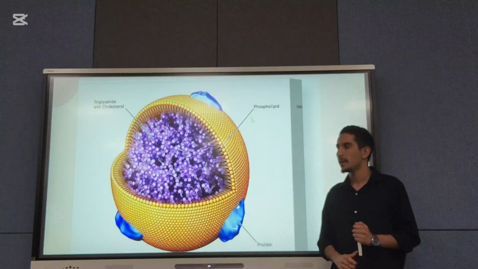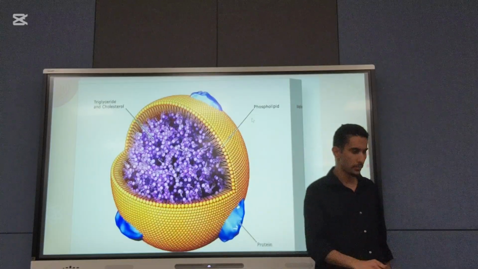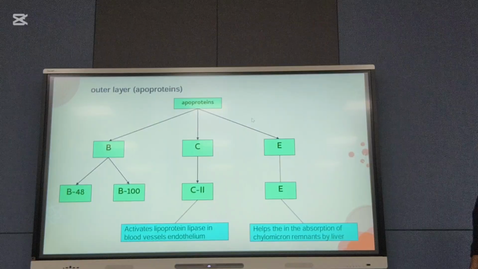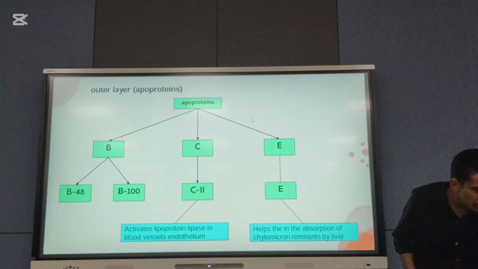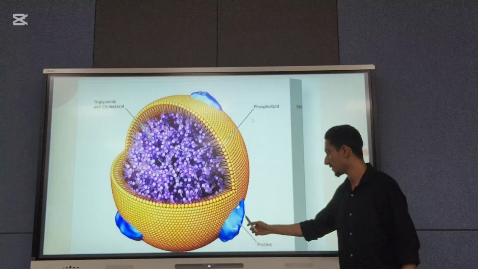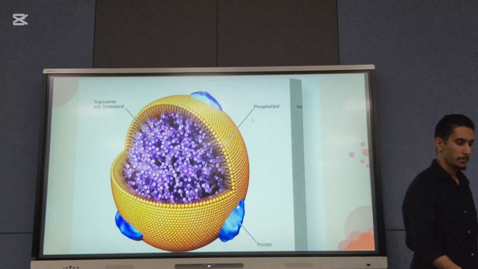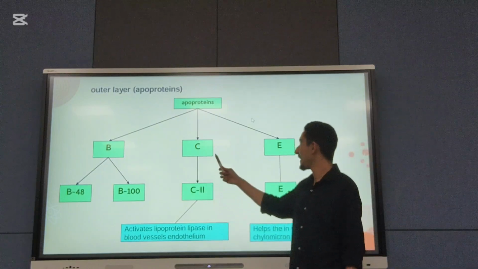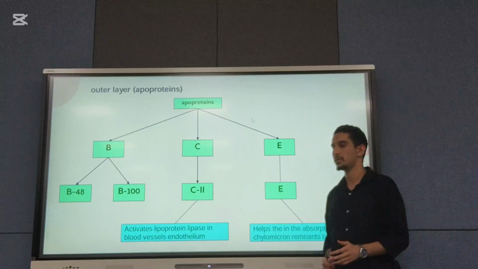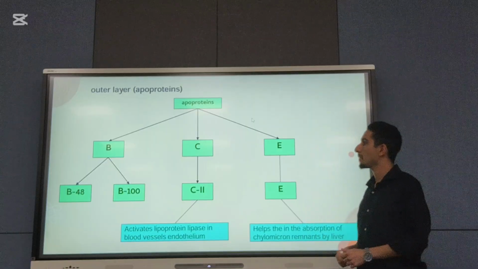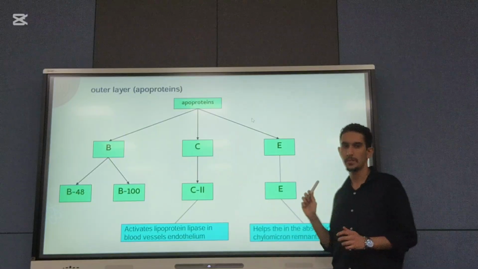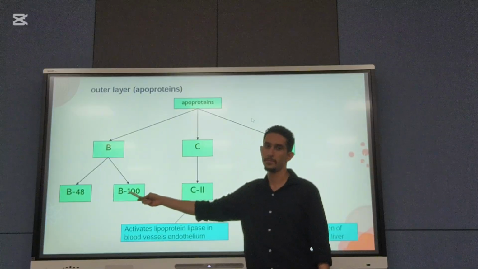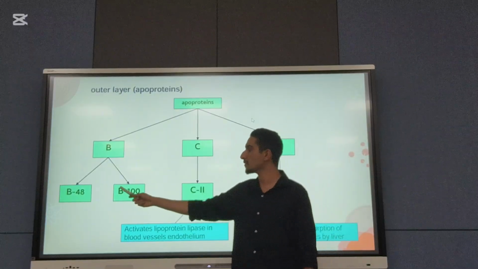So that's about the structure of the lipoprotein. We talked about in the previous image, as we said, this blue structure is the protein, the apoprotein. We have subtypes of apoproteins. We have B, C, and E, and there are many others, but our focus is on B, C, and E. B, we could have B48, B100. It differs depending on the type of lipoprotein.